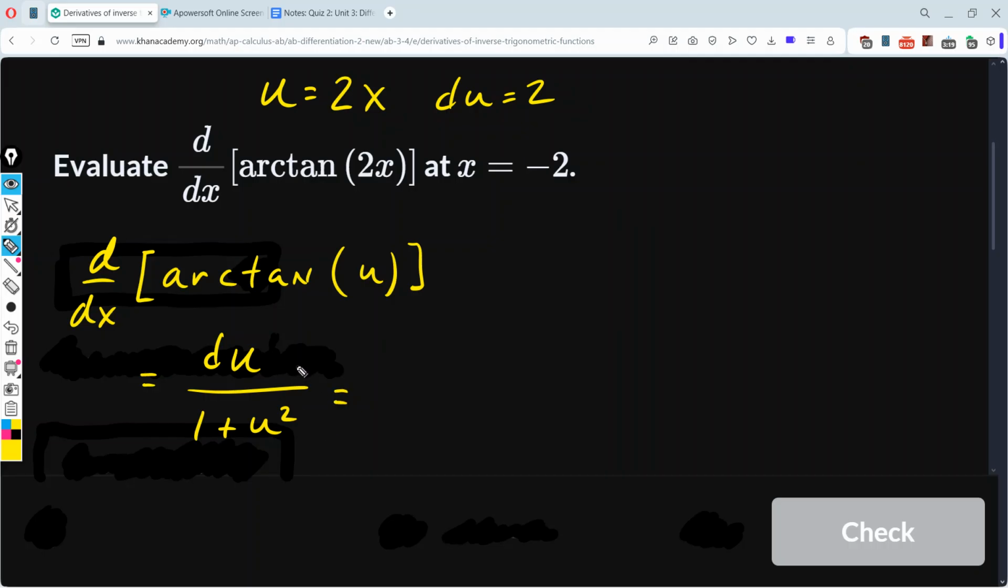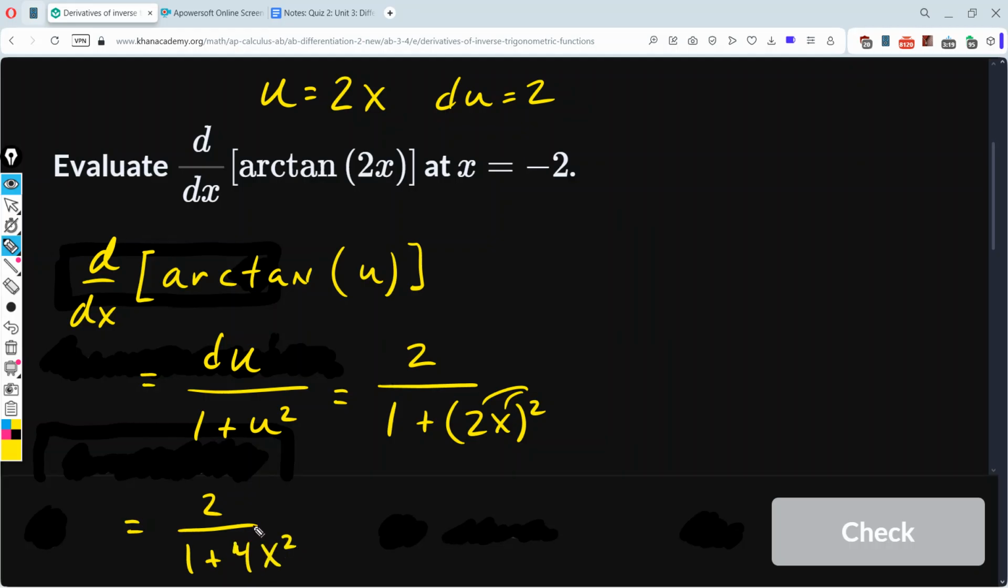All right. So let's see. The derivative of u is just 2. And that's divided by 1 plus u squared. So that's going to be 1 plus, and u squared is 2x squared. And that equals 2 divided by 1 plus. The squared gets applied to both. So 2 squared is 4. And x squared is x squared.